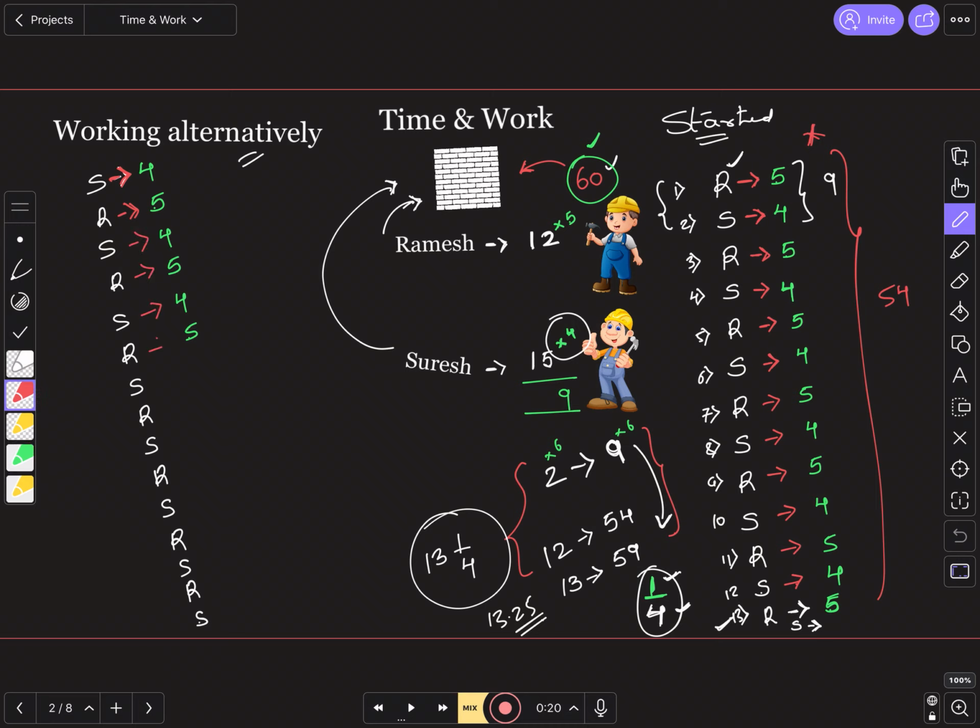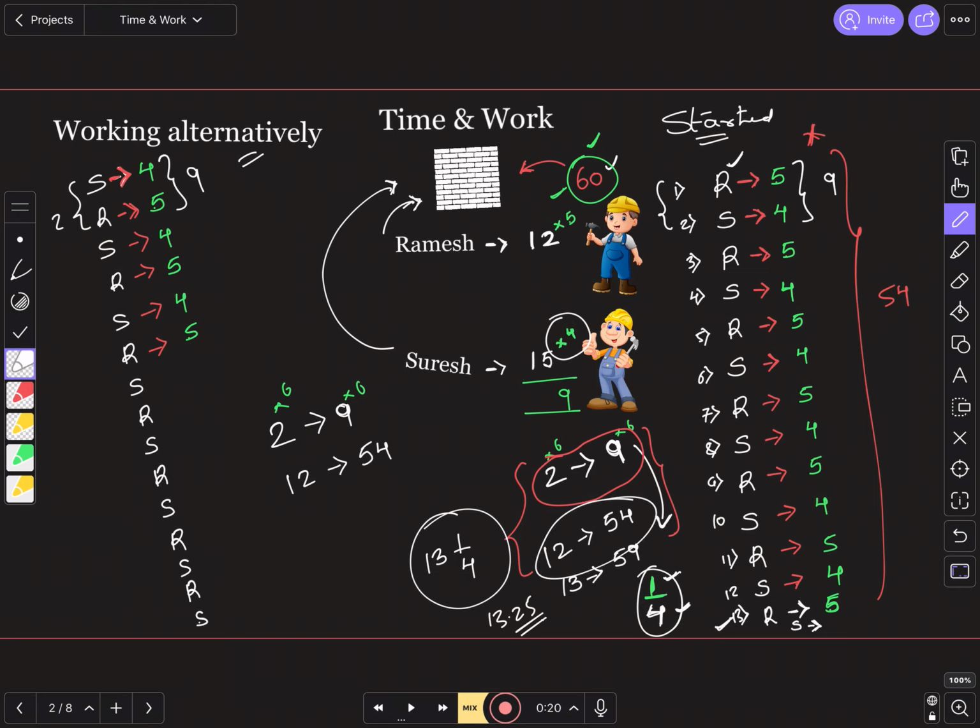Now let it be 4, 5 or let it be 5, 4. In 2 days, how many bricks are being put in? 9. That is quite clear. Let it be RS or let it be SR, in 2 days you will always put in 9 bricks. Multiplying both sides by 6 because I want to reach 60. 6 into 2 is 12, and 9 into 6 is 54. Which means in 12 days, 54 bricks are being put in.